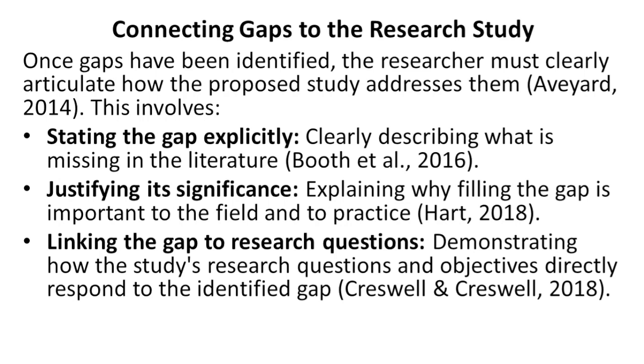Once a gap has been identified, the researcher must clearly articulate how the proposed study addresses it. This involves stating the gap explicitly, clearly describing what is missing in the literature, and justifying its significance, examining why filling the gap is important to the field and to practice. Link the gap to research questions, demonstrating how the study's research questions and objectives directly respond to the identified gap.